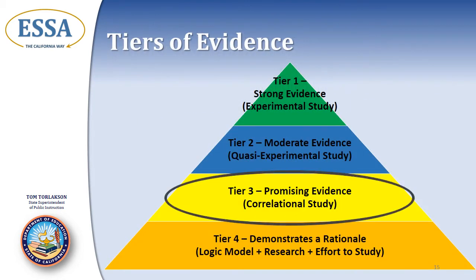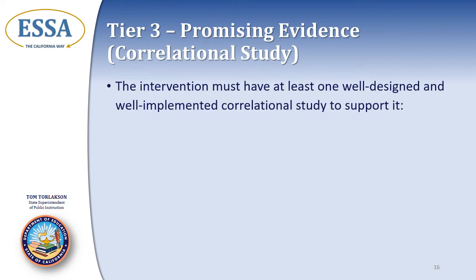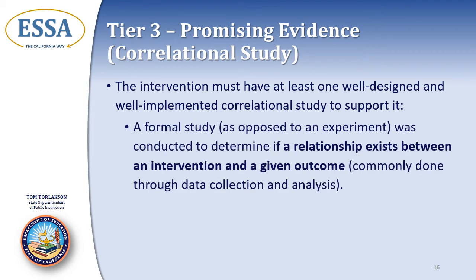The third tier of evidence is promising evidence. To qualify as having promising evidence, the intervention must have at least one well-designed and well-implemented correlational study to support it. This means a formal study, as opposed to an experiment, was conducted to determine if a relationship exists between an intervention and a given outcome. This is commonly done through data collection and analysis.